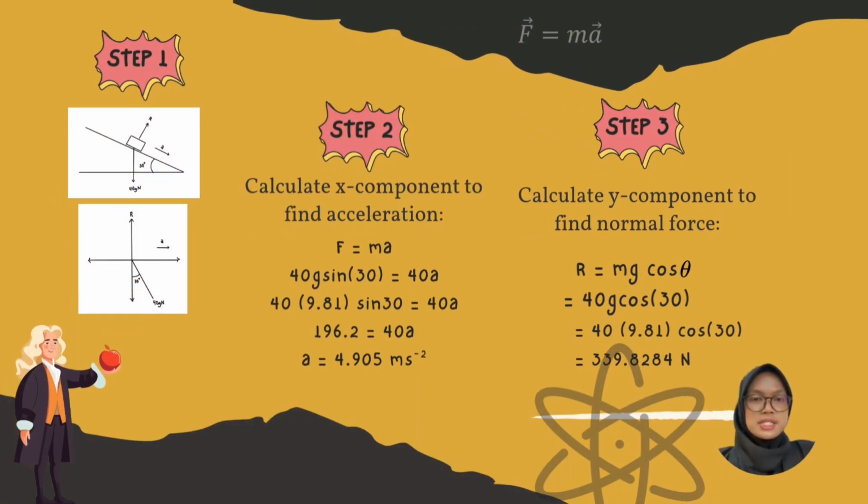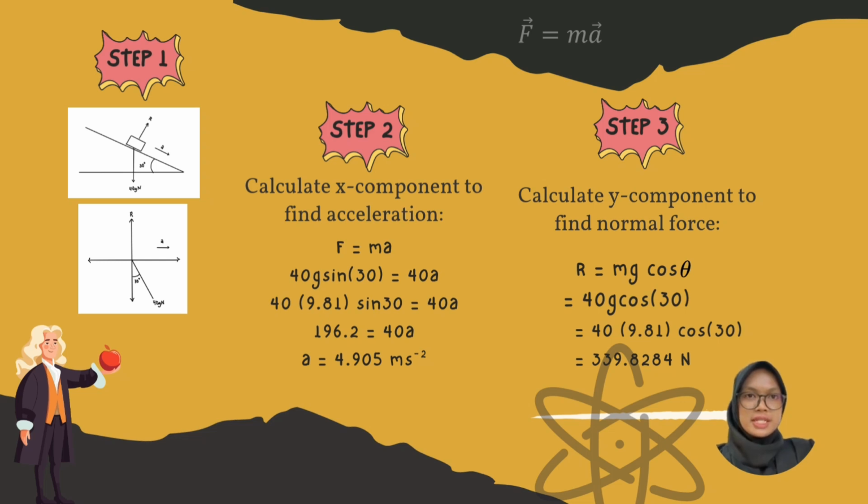First, draw and label the diagram. Then, we convert it to a free body diagram. Next, we will be able to see all the details stated in the equation clearly. After that, we can find the acceleration and normal force by using F equals ma and R equals mg cos theta. Okay, now, let's solve the equation.